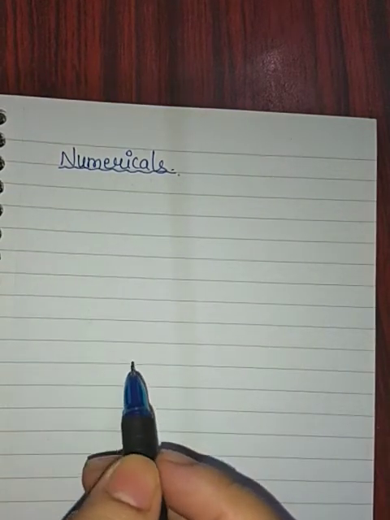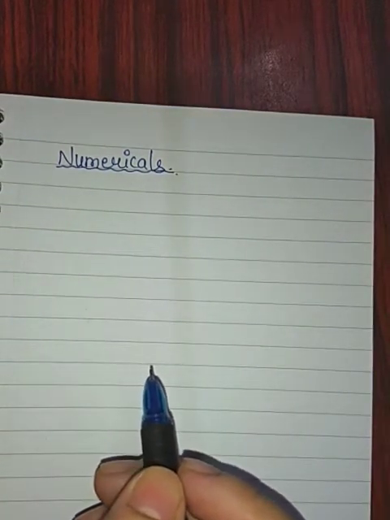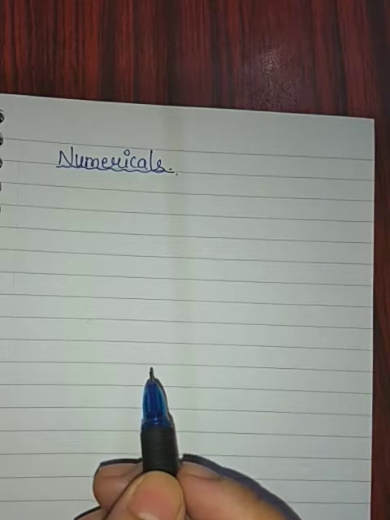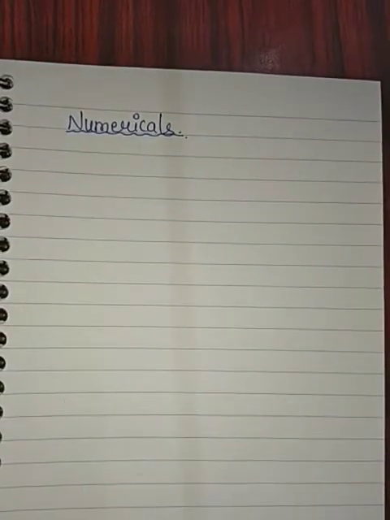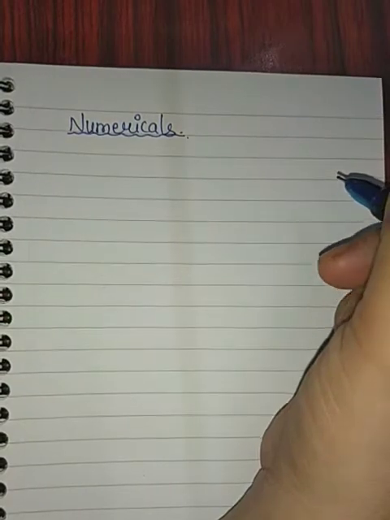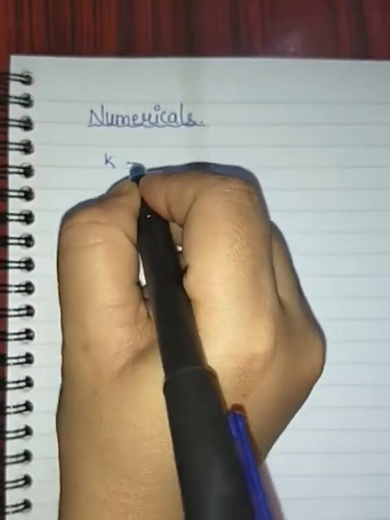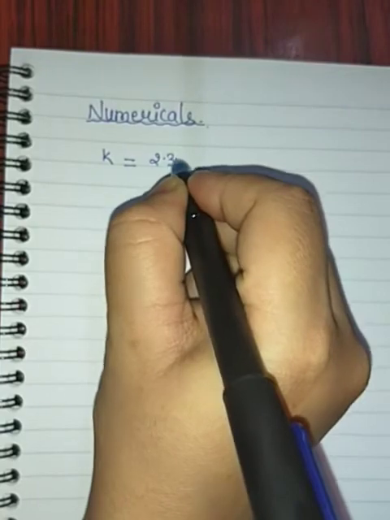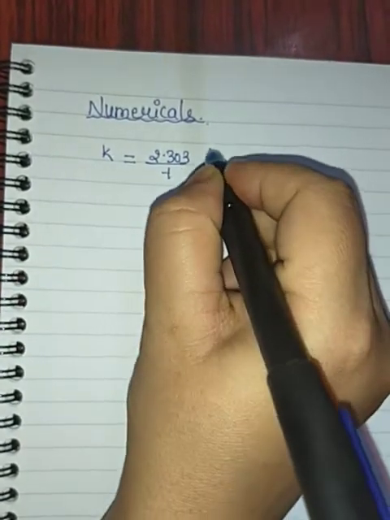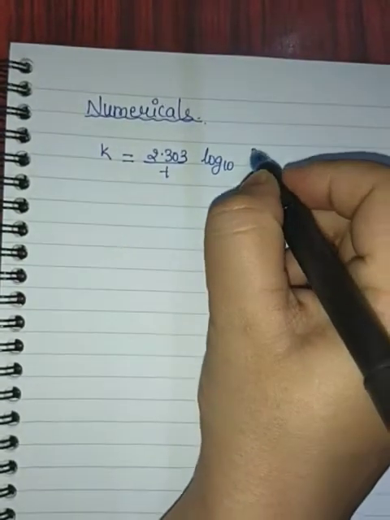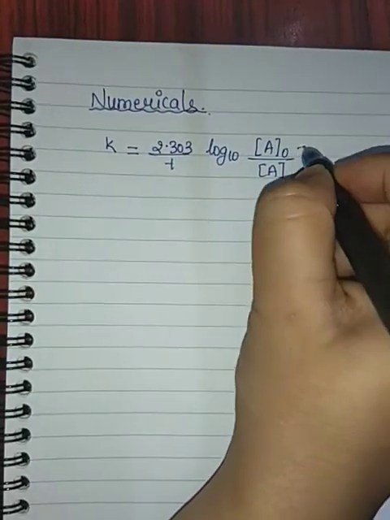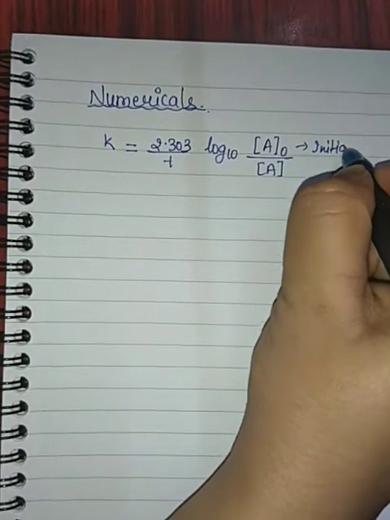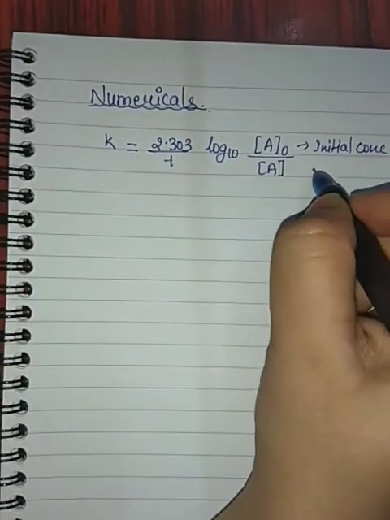We have already studied the integrated rate law for a first order reaction and the half-life time for a first order reaction. Let us solve one or two numericals to understand how to solve them using the formulae. So let me write down the formulae first. We know k is equal to 2.303 upon t log to the base 10 of A0 upon A. This is the initial concentration of the reactant.